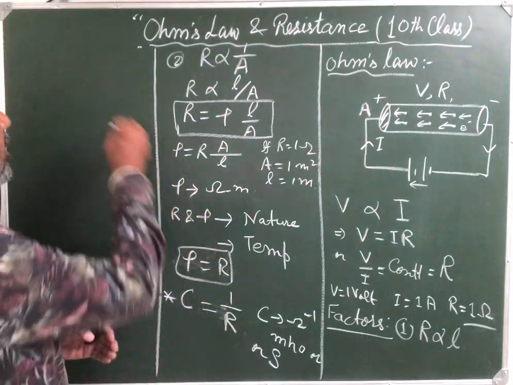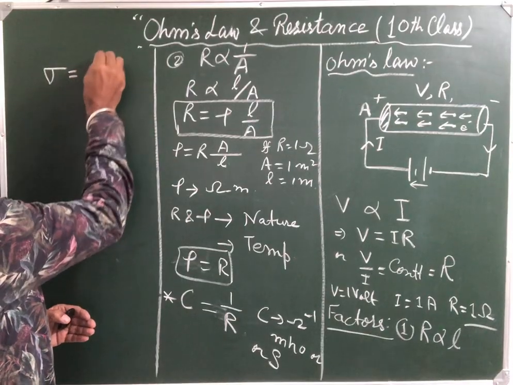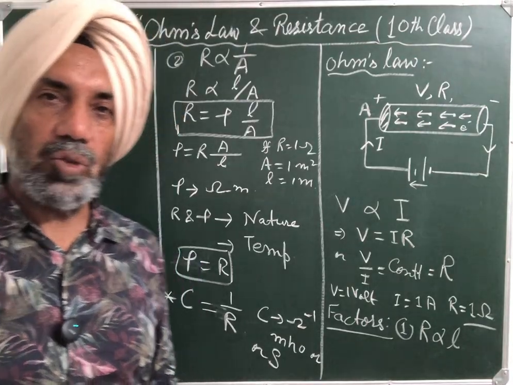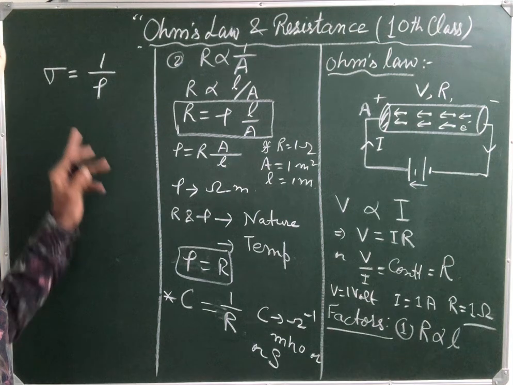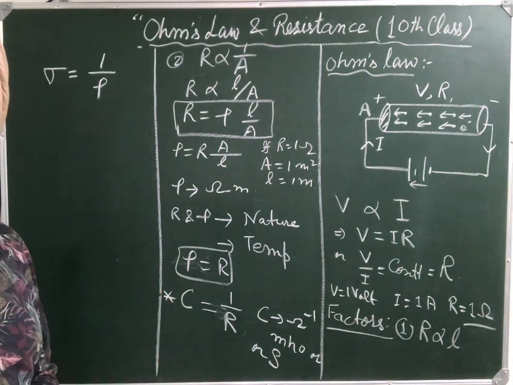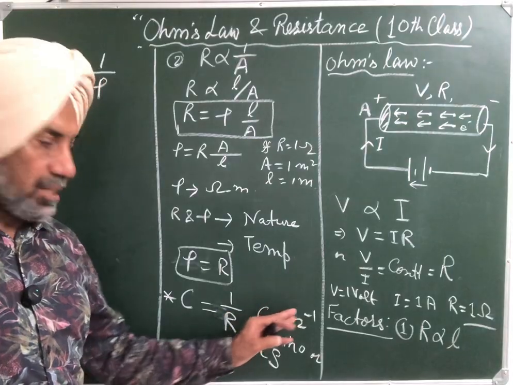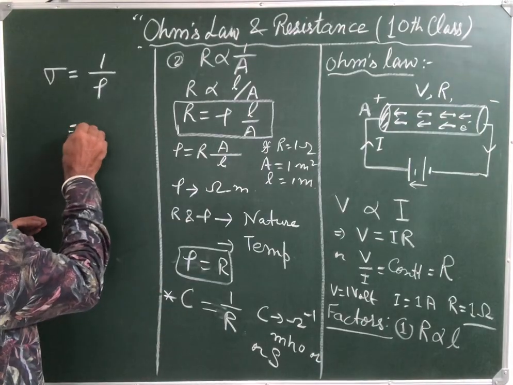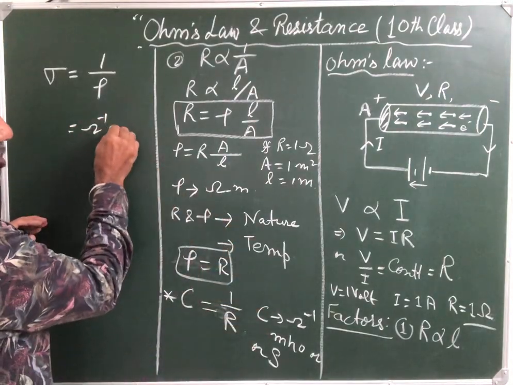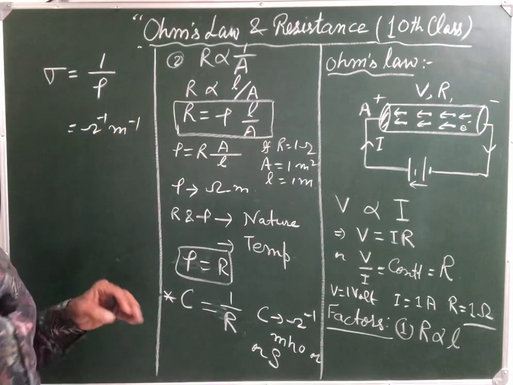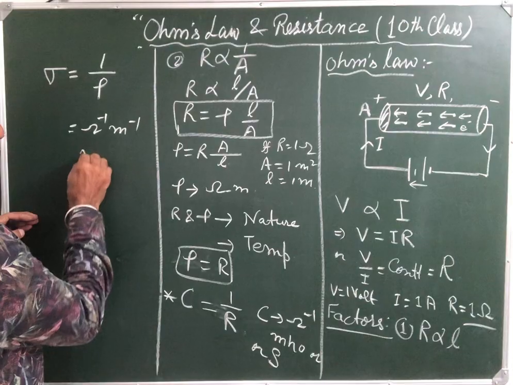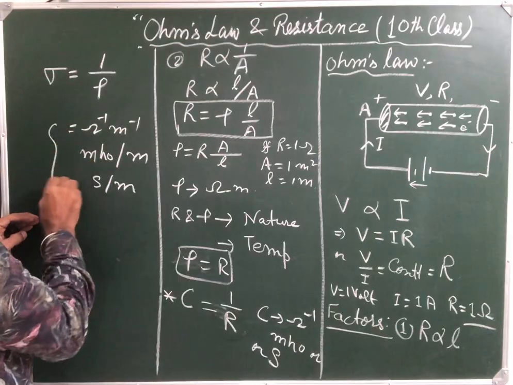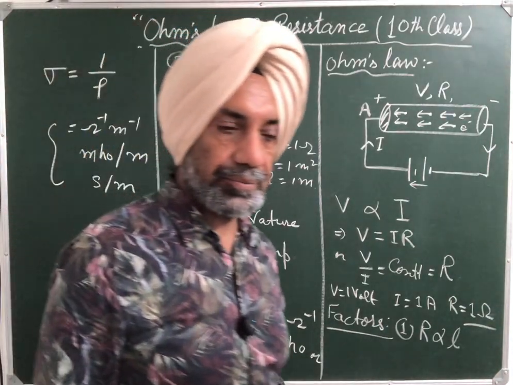Then we define another quantity: conductivity, electrical conductivity. It is defined as the reciprocal of resistivity. Reciprocal of resistance is called conductance of the conductor, and conductance is measured in ohm inverse, mho or Siemens. The conductivity will be measured in ohm inverse meter inverse, or mho per meter, or Siemens per meter. So these are units of electrical conductivity of a conductor.